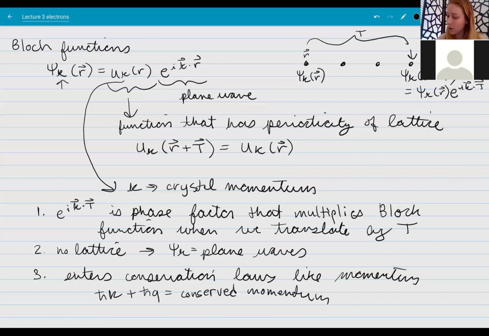I'm going to erase this because it's a funny looking equation. And so that's how crystal momentum is like regular momentum: it enters conservation laws. But it is different from regular momentum in that it is defined only modulo a reciprocal lattice vector G. Let me write that.